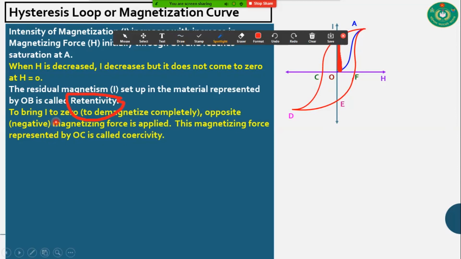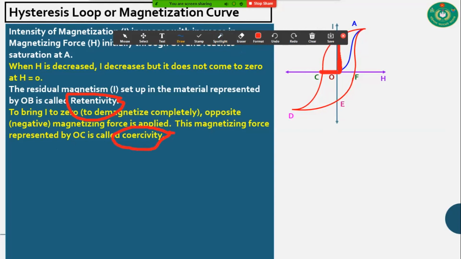To bring I to 0, that is, we are talking about the demagnetization completely of this iron bar or ferromagnetic material, an opposite or negative magnetizing force is to be applied. This magnetizing force represented by OC is called coercivity or coercive force. This OC is called coercivity or coercive force.